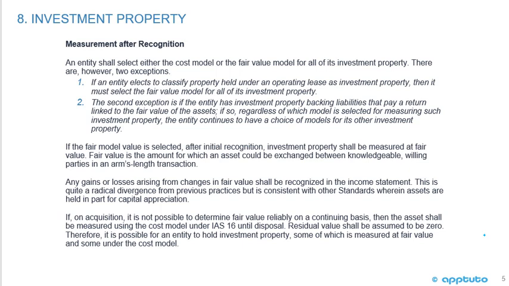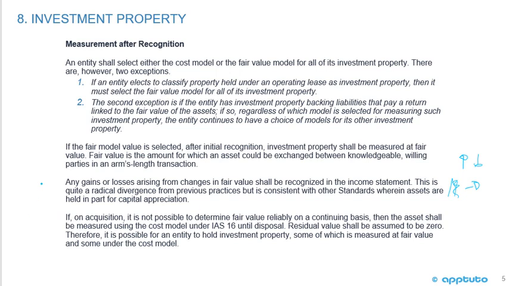If the fair value model is selected after initial recognition, investment property shall be measured at fair value. Fair value is the amount for which an asset could be exchanged between knowledgeable, willing parties in an arm's length transaction. Any gains or losses from changes in the fair value shall be recognized in the income statement. This is quite a radical divergence from previous practices, but is consistent with other standards wherein assets are held in part for capital appreciation. So a similar example would be securities held for trading. Unrealized gains and losses are all put through the income statement.